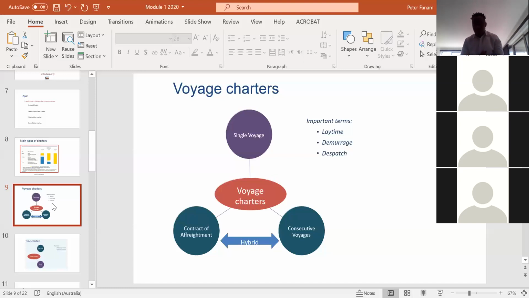Now, that's about a single voyage. The other voyage is what we call consecutive voyage. Anybody has heard of consecutive voyage, or what consecutive voyage means?